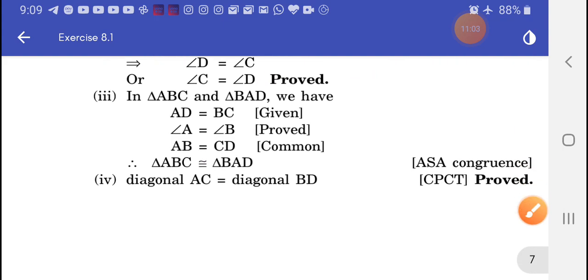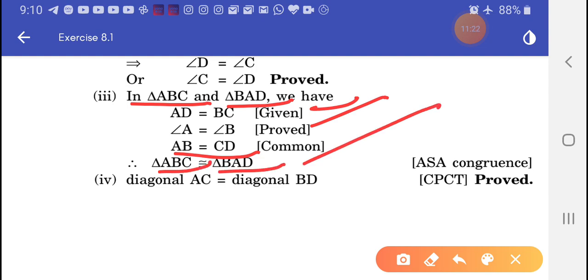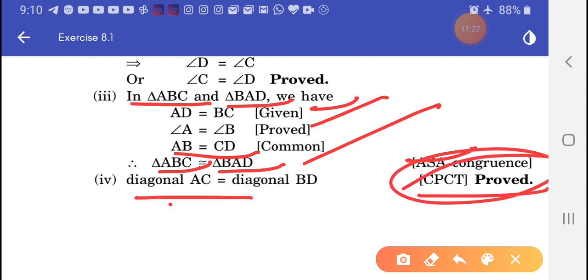Now third part is we have triangles ABC and BAD, we have AD equal to BC given and angle A equal to angle B, we have already proved. Now AB equal to AB, common, triangle ABC congruent to triangle BAD, by side-angle-side rule. Now diagonal AC equal to BD by CPCT.